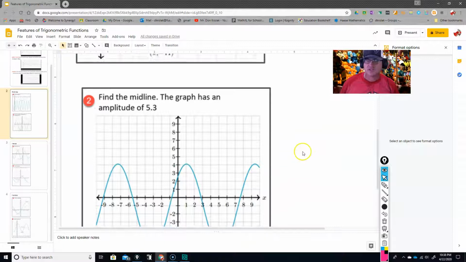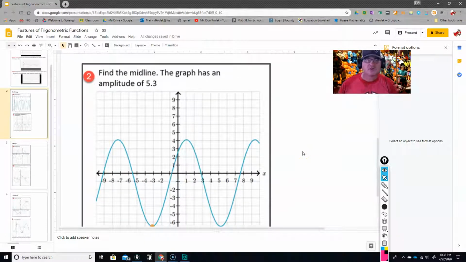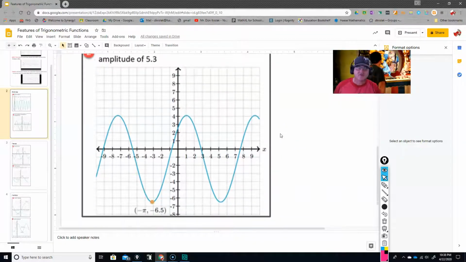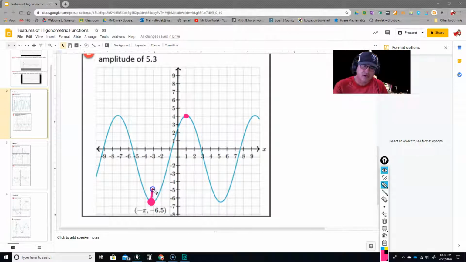Okay, now here's the same type of question. You just start with different information. All right, you're told find the midline of the graph. It has an amplitude of 5.3. All right, we know that the amplitude is the distance from a high point or a low point to the midline. So I know that if I go 6.5 and I go up 5.3 units, I'm going to end up at the midline.